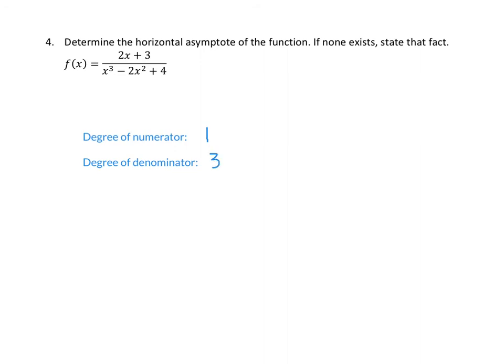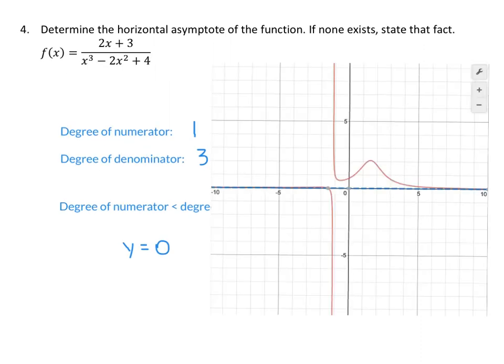So now we fall into the case of the degree of the numerator being less than the degree of the denominator. When this happens, then the line y equal to 0, which is also the x-axis, is our horizontal asymptote. And if we look at a graph of our rational function here, we do see that we have a horizontal asymptote at the line y equals 0.